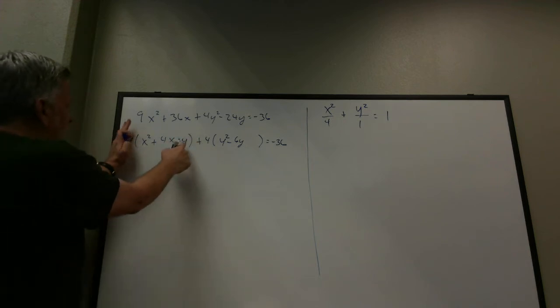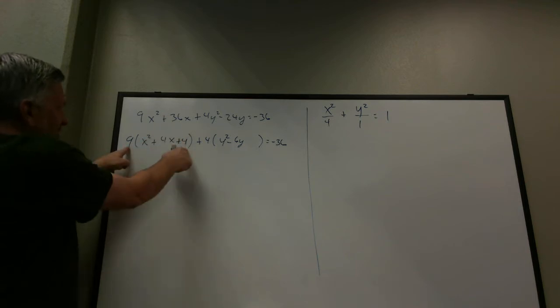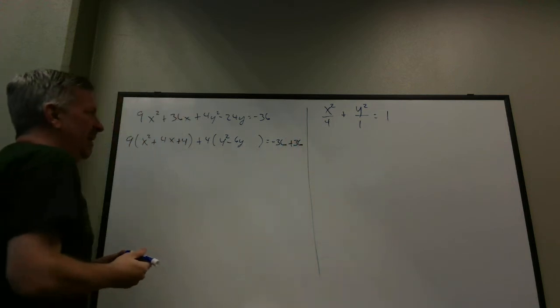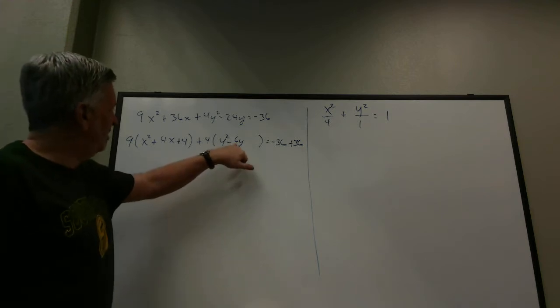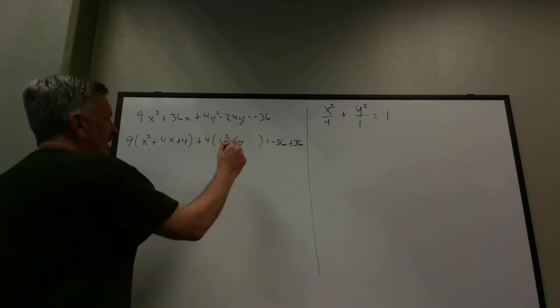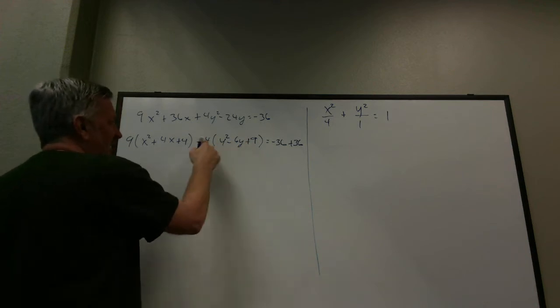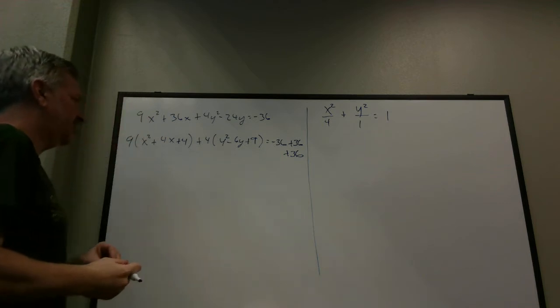But notice I've added 4 in the parentheses, but I've really added 36. Okay, so since I had 36 here, I've changed the original equation. So to balance out, I need to add a 36 over here to make it a true statement. Same thing for the y term. The coefficient of the linear term is negative 6. Divide that by 2, you get negative 3. Square that, you get 9. So I need to add a 9 here, but I really haven't added a 9. I've really added a 36. So I need to add another 36 there.